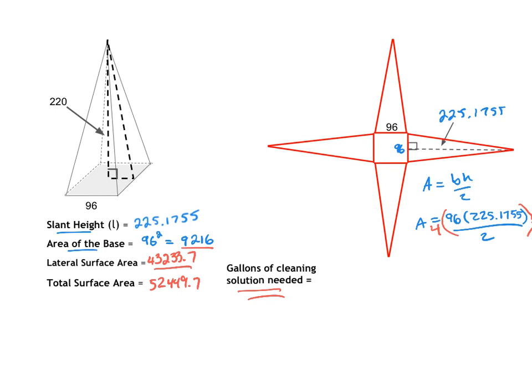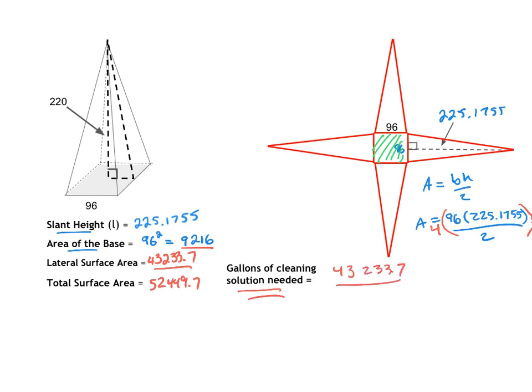The last thing we're going to do is now answer the question that we were asked in the beginning. How many gallons of solution will we need to wash the building? We have to be a little bit careful here, because when I'm washing the building, I don't need to wash the base. I only need to wash the sides.